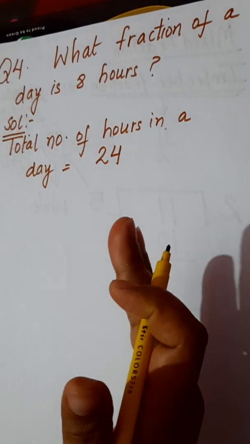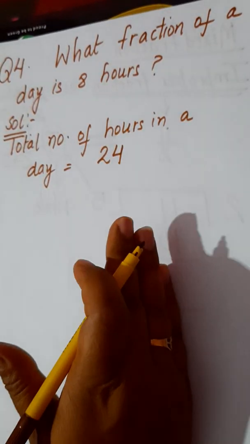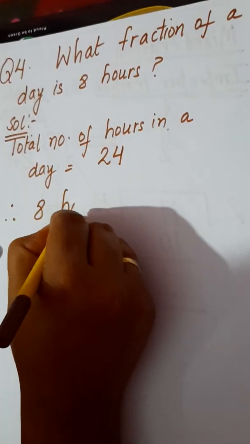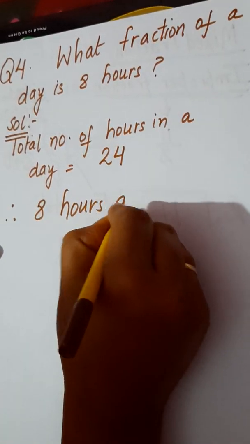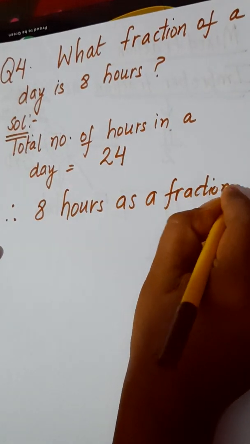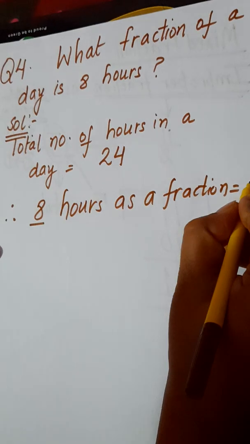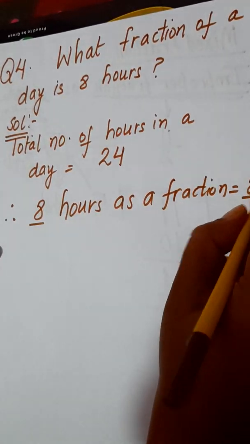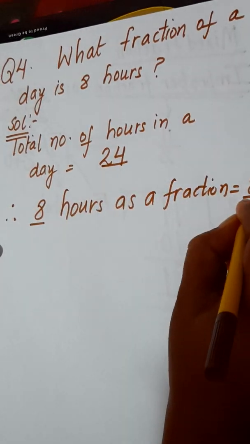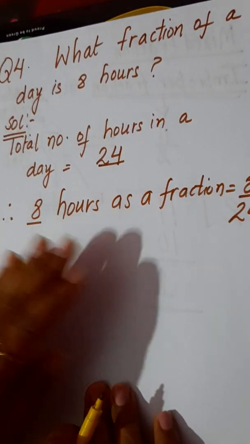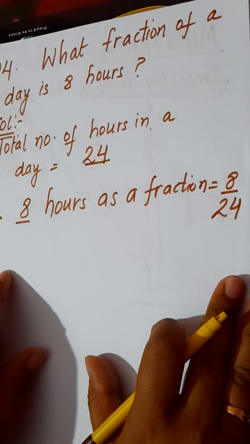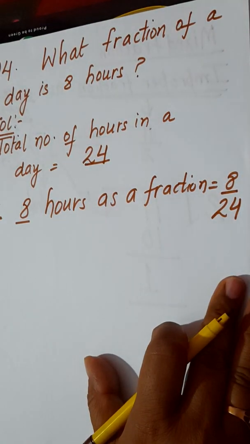And here we have to write 8 hours as a fraction. So I will write this 8 in the numerator, which is asked in the question, and the total number of hours are 24. So this is your fraction. This is your 8 hours as a fraction. Your answer is 8 upon 24.